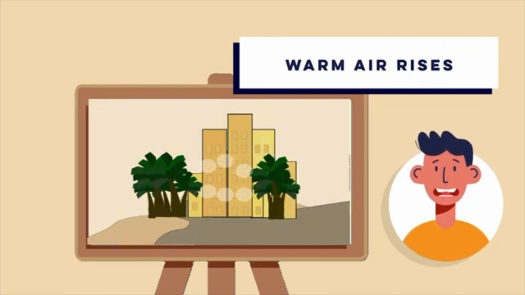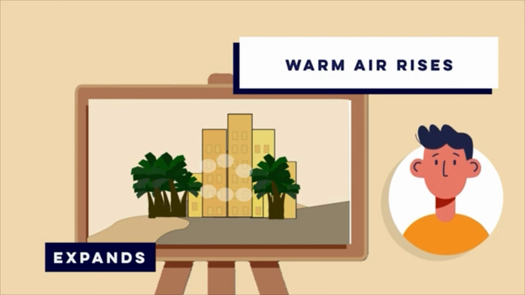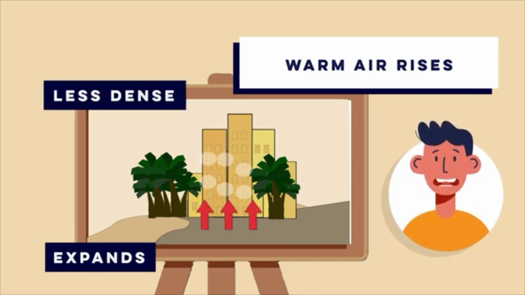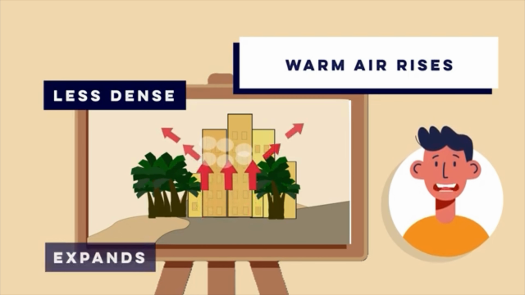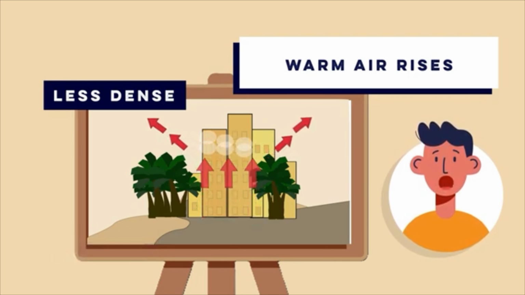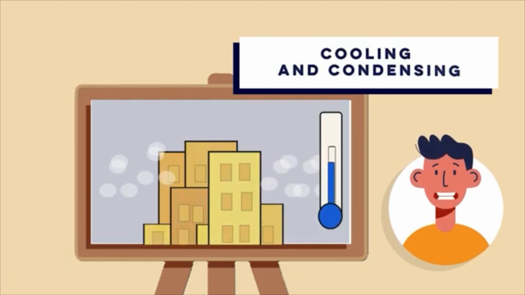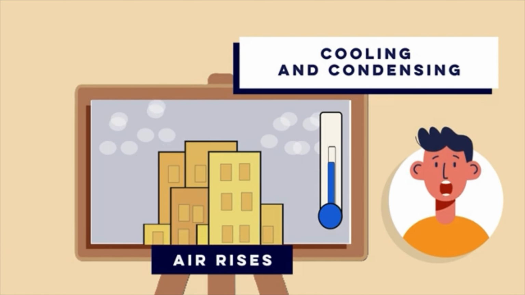This intense heating warms up the air near the surface. Step 2, warm air rises. As the ground heats up, the warm air above it expands and becomes less dense. This causes it to rise quickly in strong convection currents. Step 3, cooling and condensing.